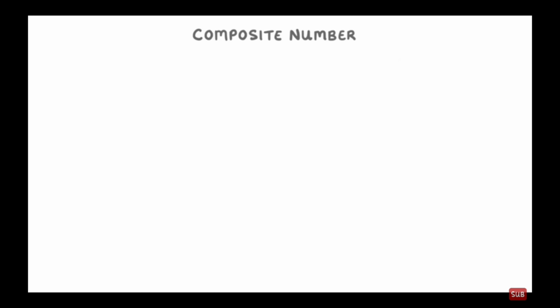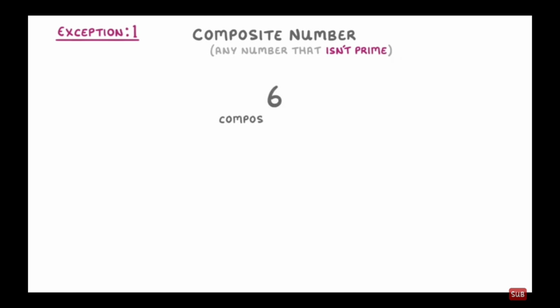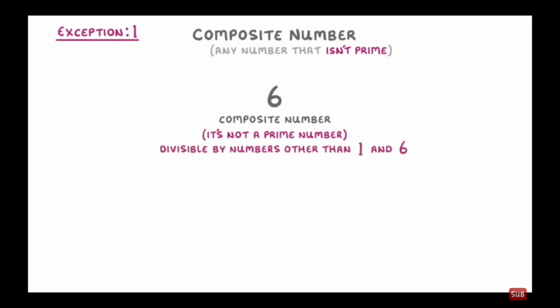Now, a composite number is basically any number that isn't prime. But again, 1 is the exception, and isn't a composite number either. So 6 would be a composite number, because it's not a prime number. Or in other words, it's divisible by numbers other than 1 and 6. In this case, 2 and 3. So numbers like 4, 8, 9, and 10 would also be composite numbers, because none of these are prime.